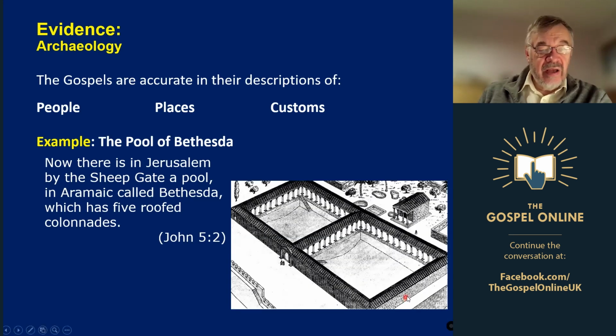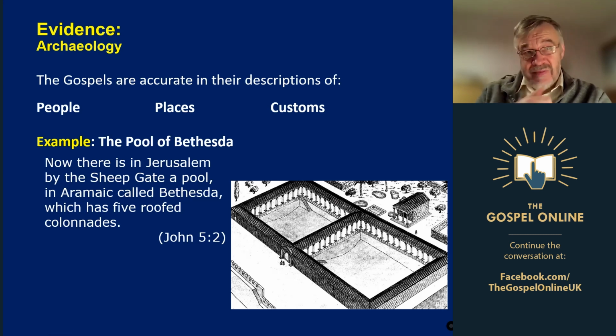And there we go. There's an archaeologist's reconstruction of it. They've dug it up. And there's what we are, 1, 2, 3, 4, 5 roofed colonnades around it, exactly as John describes it. And that's not the only place it describes. There are many, many other geographical locations described in the Gospel, always accurately.